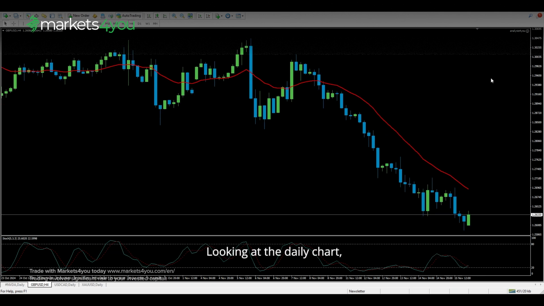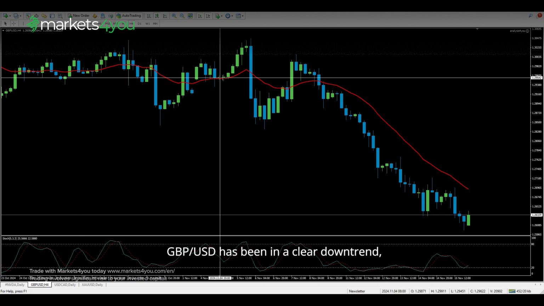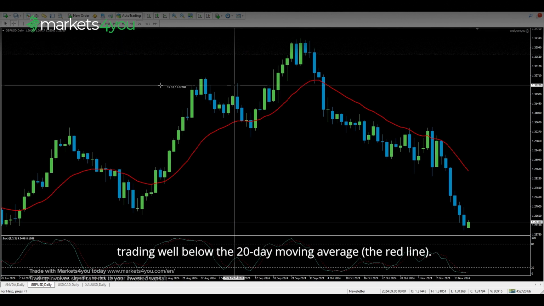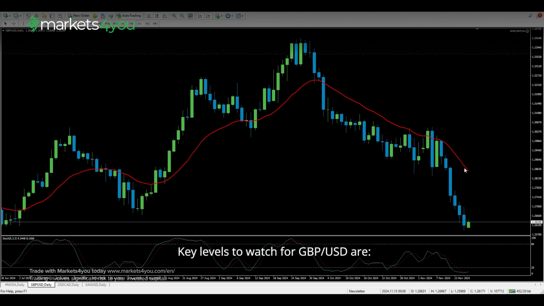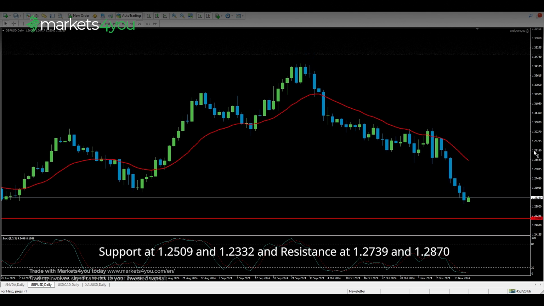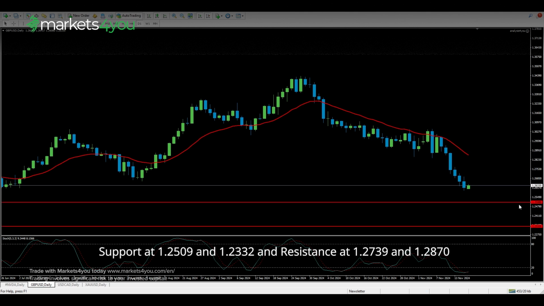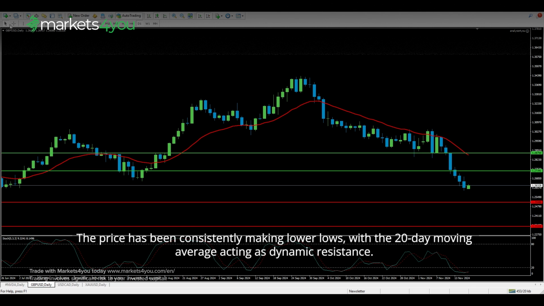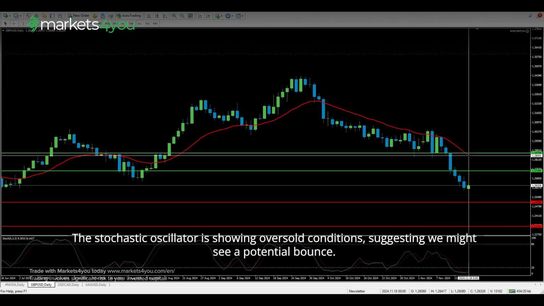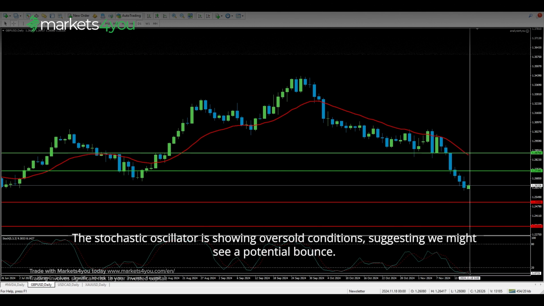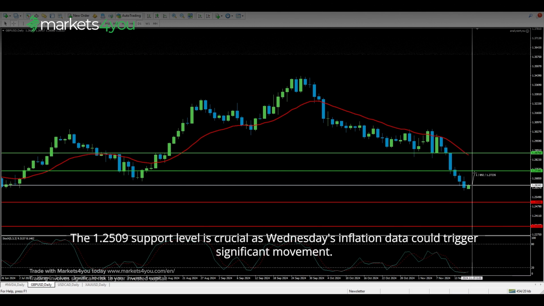Looking at the daily chart, pound sterling to US dollar has been in a clear downtrend, trading well below the 20-day moving average, the red line. Key levels to watch for pound sterling to US dollar are support at 1.2509 and 1.2332 and resistance at 1.2739 and 1.2870. The price has been consistently making lower lows, with the 20-day moving average acting as dynamic resistance. The stochastic oscillator is showing oversold conditions, suggesting we might see a potential bounce. The 1.2509 support level is crucial as Wednesday's inflation data could trigger significant movement.